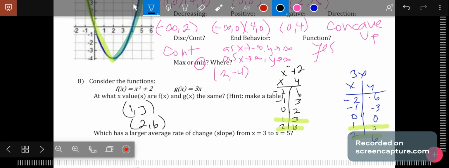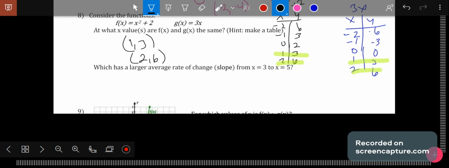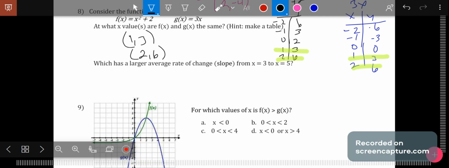Which has a larger average rate of change from 3 to 5? Remember, this is where we go to our formula sheet. You find the slope formula, which is y2 minus y1 divided by x2 minus x1. And they give us our x values. So for the f of x problem, they're telling me my x values are 5 and 3. I'm going to have to find the y values that go with this.